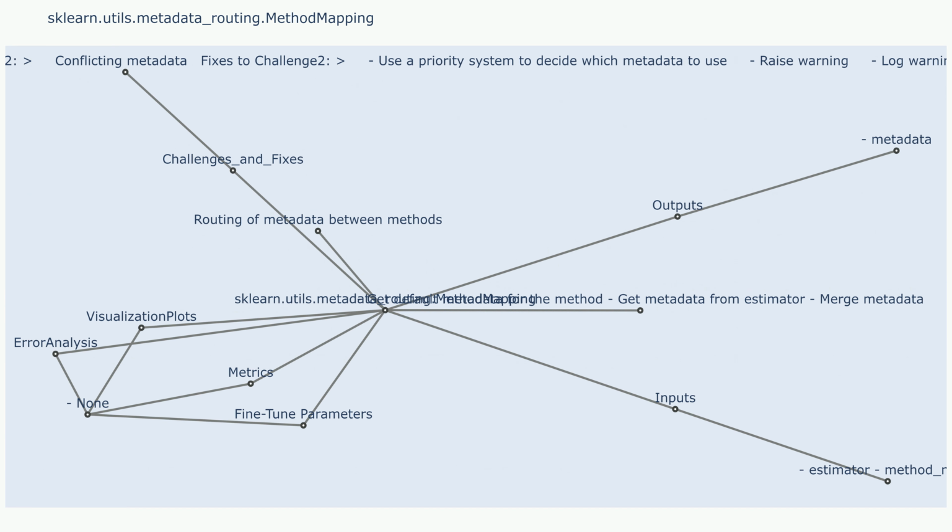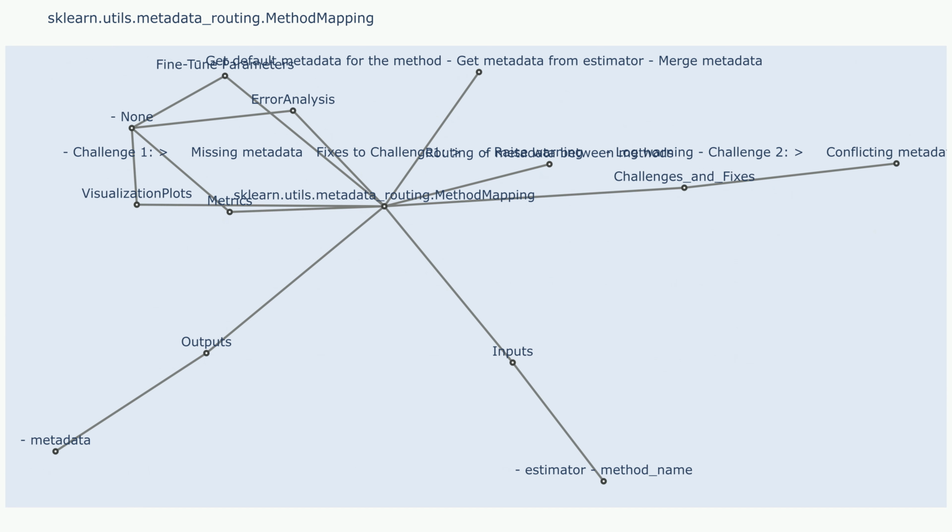Sample use case that resulted in challenge 1. A function may unintentionally modify its metadata, leading to inconsistencies in the pipeline. Fixes to challenge 1. The check_kwargs method helps ensure metadata consistency.